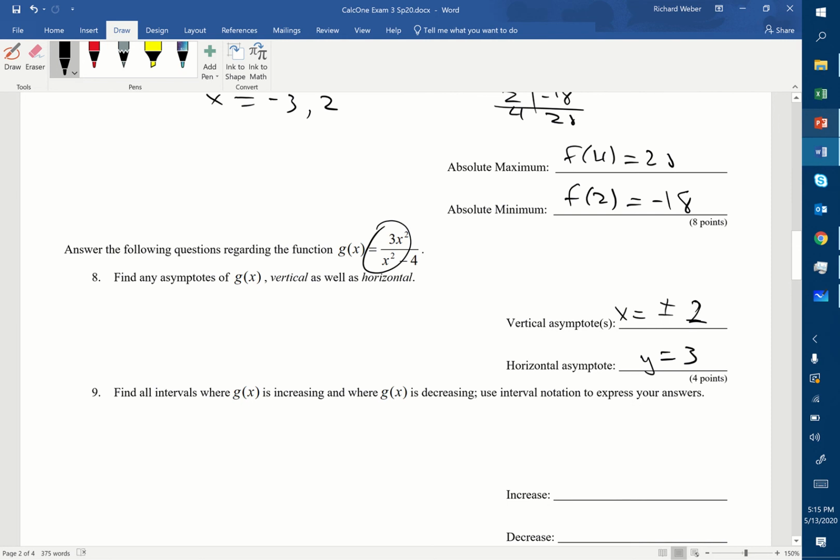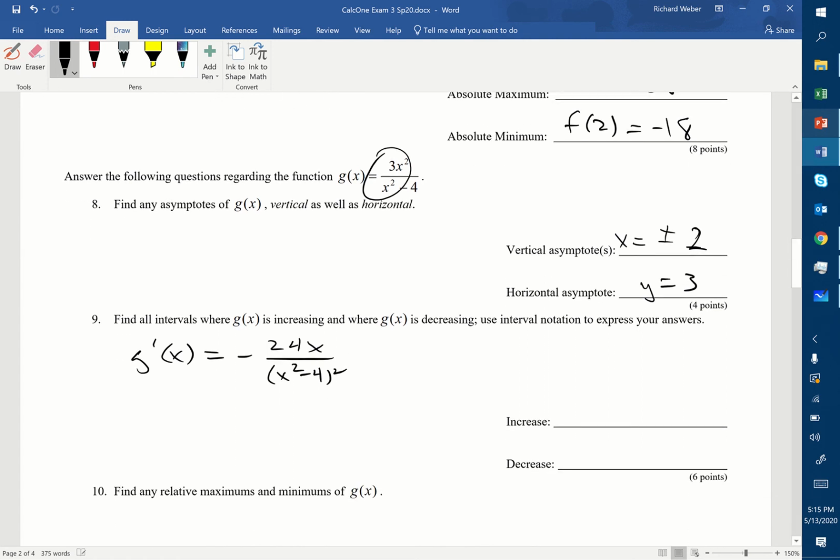I'm picky on looking at the work. When you find g prime, it's the quotient rule, and I'll just cut to the chase on number 9 and tell you that I ended up with minus 24x over this guy squared, x squared minus 4 quantity squared. That's actually an easy one to test.